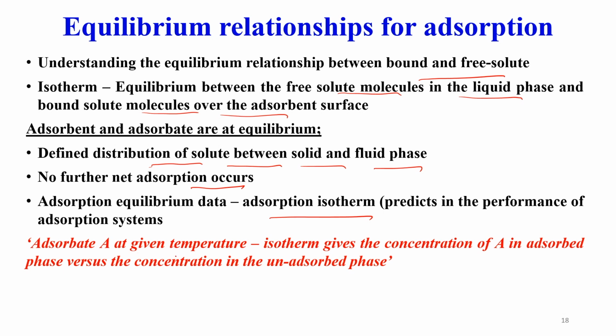So, for adsorbate A at a given temperature, isotherms give the concentration of A in the adsorbed phase versus the concentration in the unadsorbed phase, or the bulk phase. So, you plot Q versus C, and this typically gives the equilibrium relation, which we consider as the isotherm.